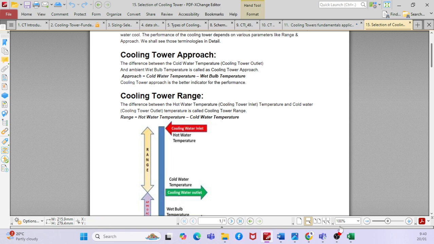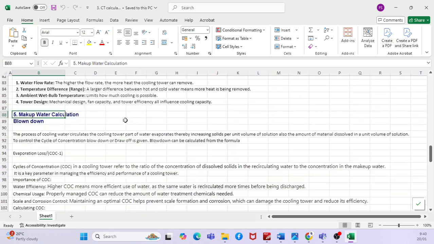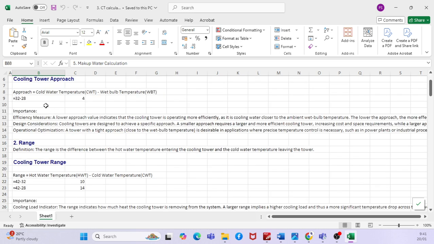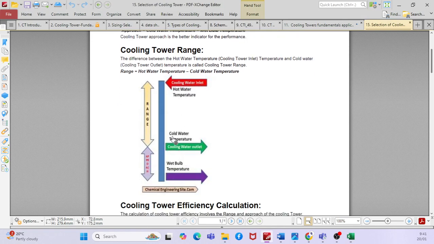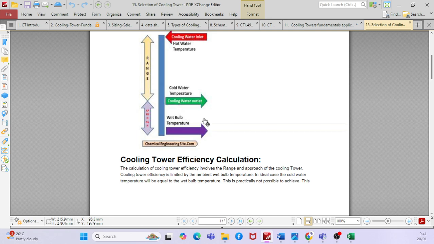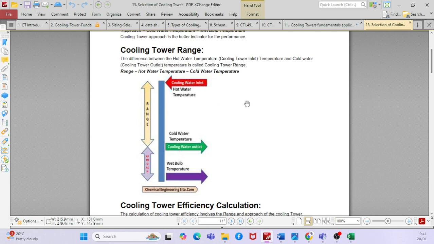If you go through my Excel sheet, I have also given the definitions. What is the approach? The approach is the difference between the cold water temperature leaving and the wet bulb temperature. Then the cooling tower approach is the cold water temperature minus wet bulb temperature. If you go to the picture, you can see it very clearly. By using this, you can calculate range and also approach, right? Now what else do we have to calculate? We have to calculate the flow rate. The flow rate you can calculate like GPM.